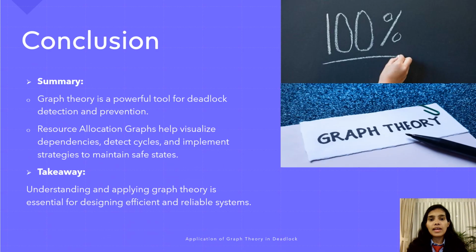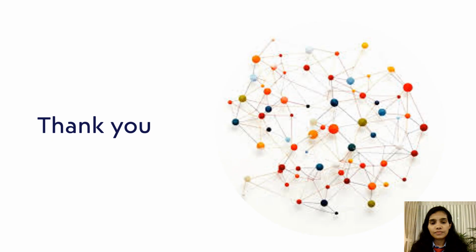In conclusion, graph theory provides a powerful framework for detecting and preventing deadlocks. Resource allocation graphs enable us to visualize and analyze process and resource dependencies. By detecting cycles and designing systems for safe states, we can effectively manage deadlocks. Understanding and applying these concepts is essential for building efficient and reliable systems.